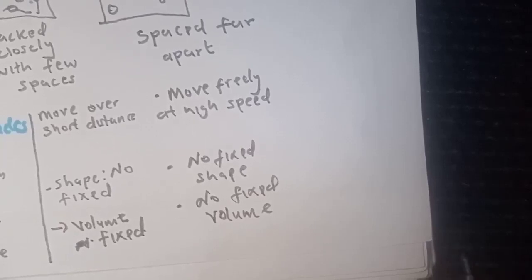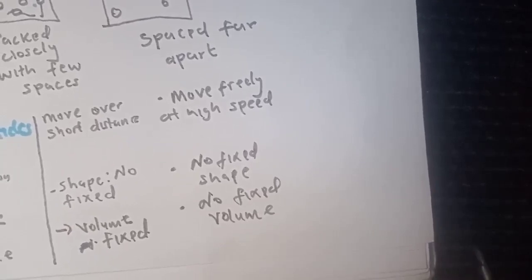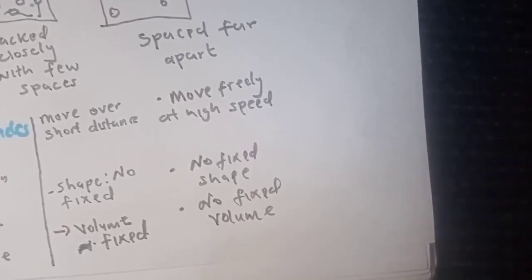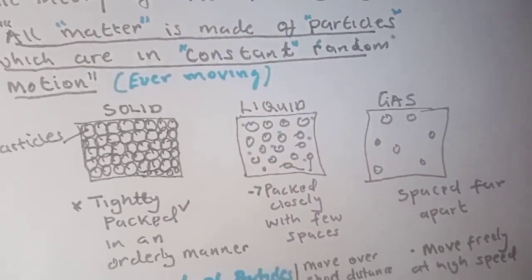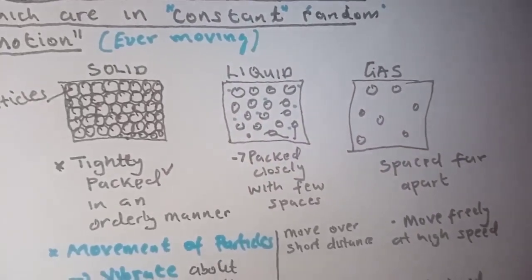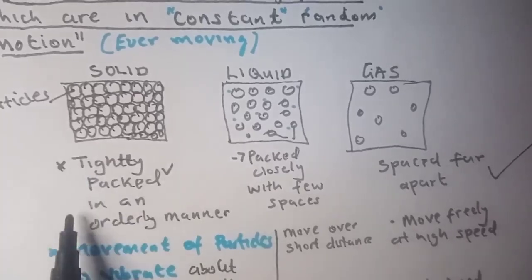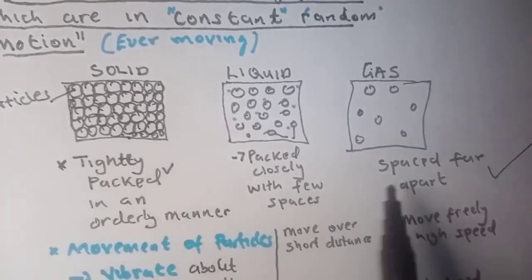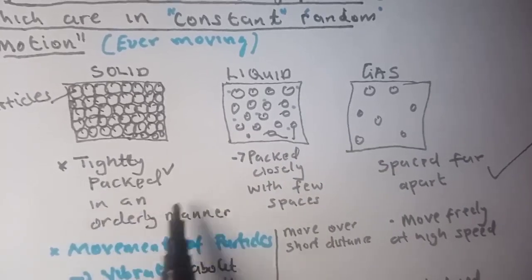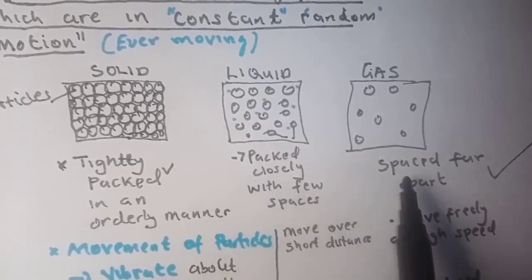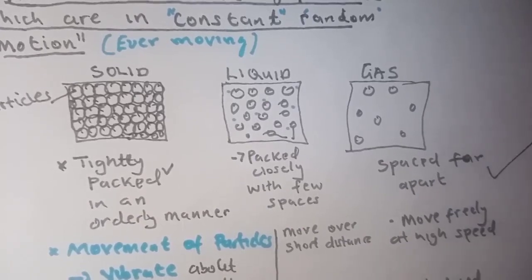So this is what the kinetic theory of matter states. What you should know here is how all this is happening. The particles, you must know the movement in solids. First, know the arrangement of particles. Here they are tightly packed. Here they are closely packed with few spaces. Here they are spaced far apart.